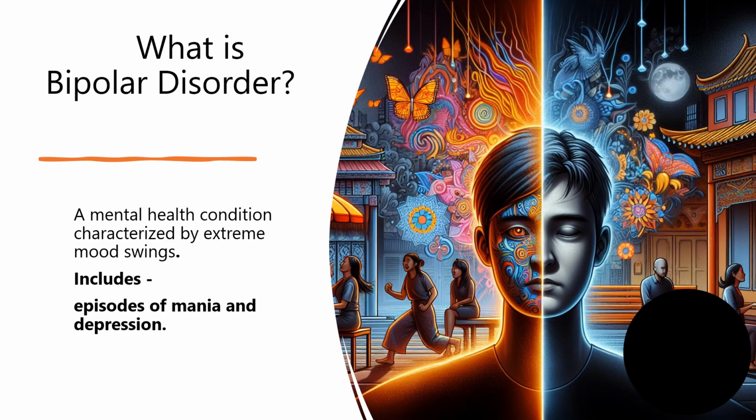So, what is bipolar disorder? A mental health condition characterized by extreme mood swings. Either they will have episodes of mania and depression, or they will have an episode of mania. Mania is when mood is very high, and we are going to discuss the symptoms related to mania. Depression is when mood is very low, people have very little energy to do their daily work. So let's go ahead and continue to the next slide.